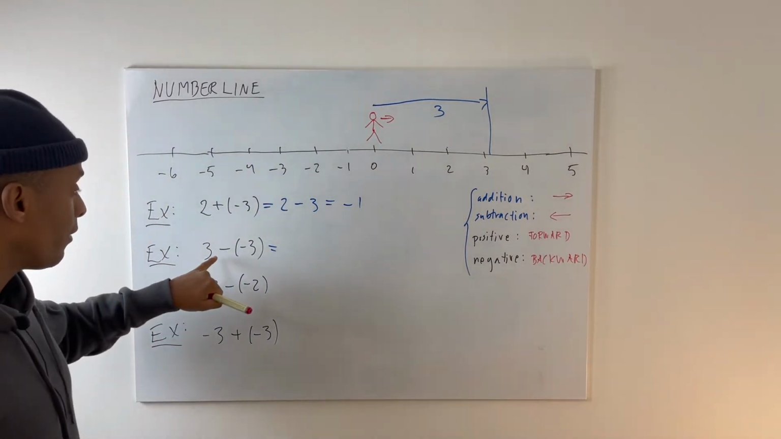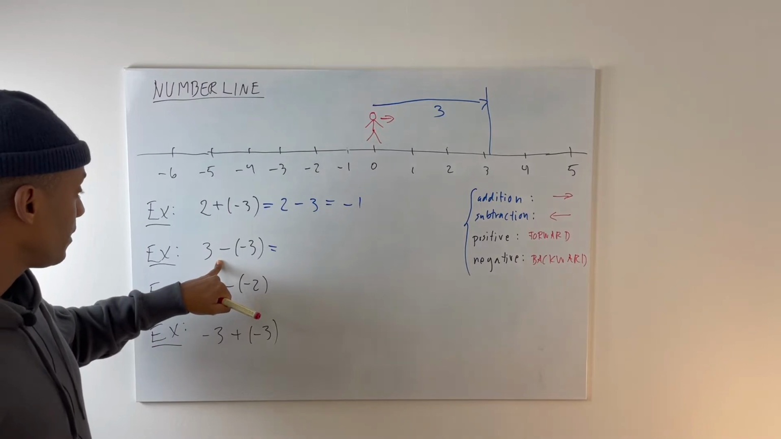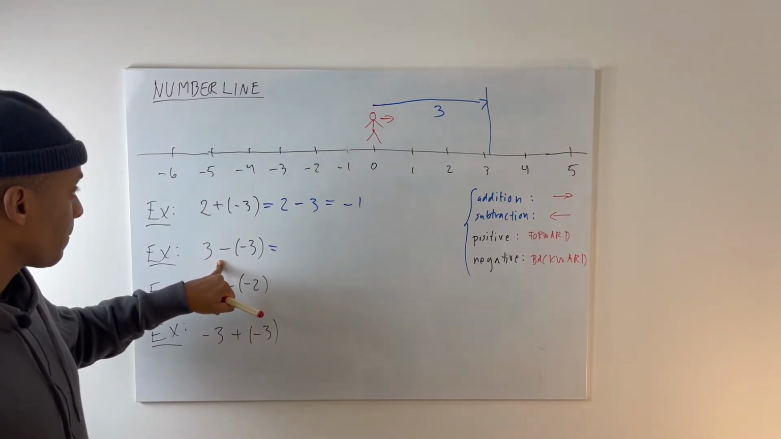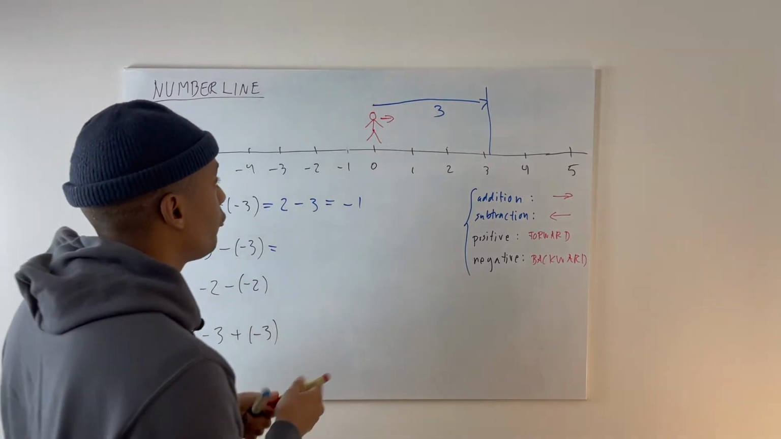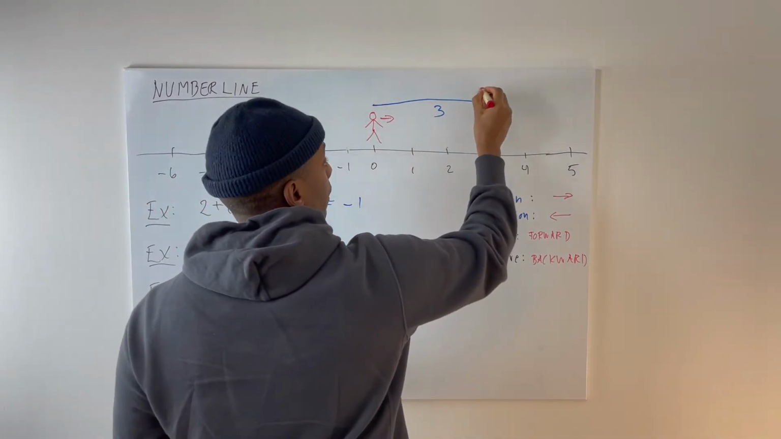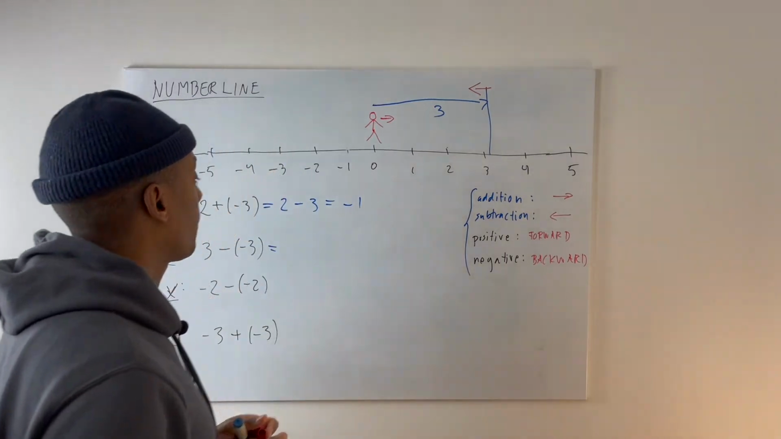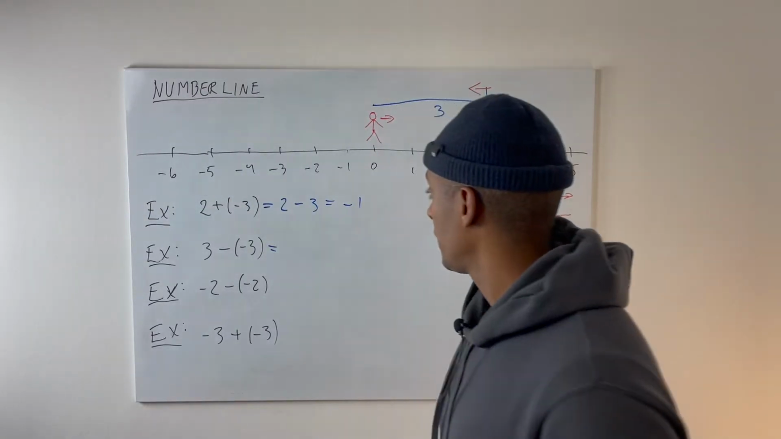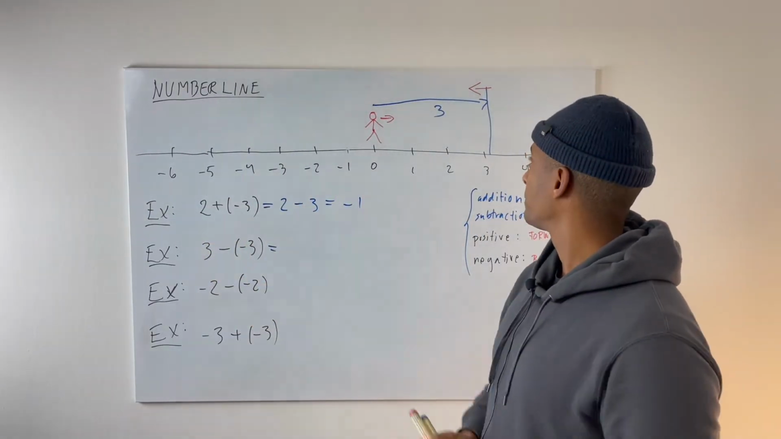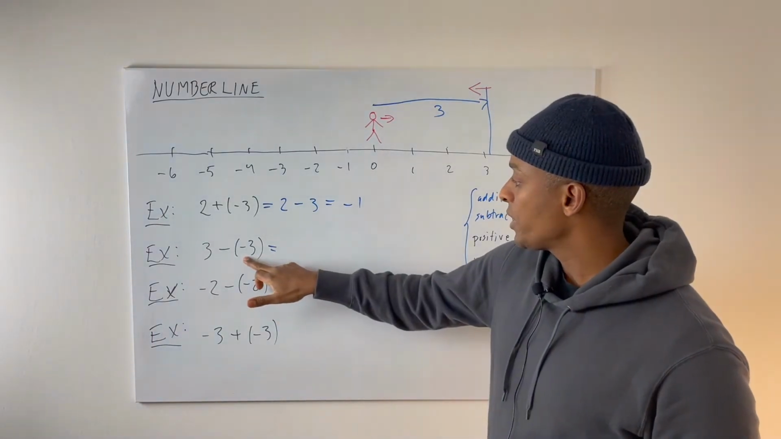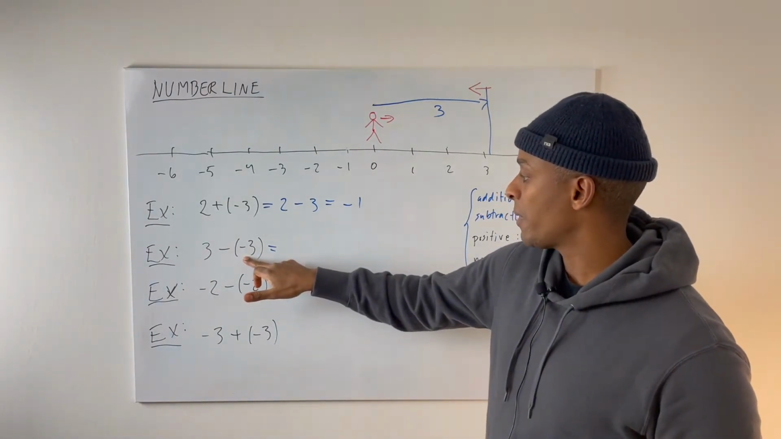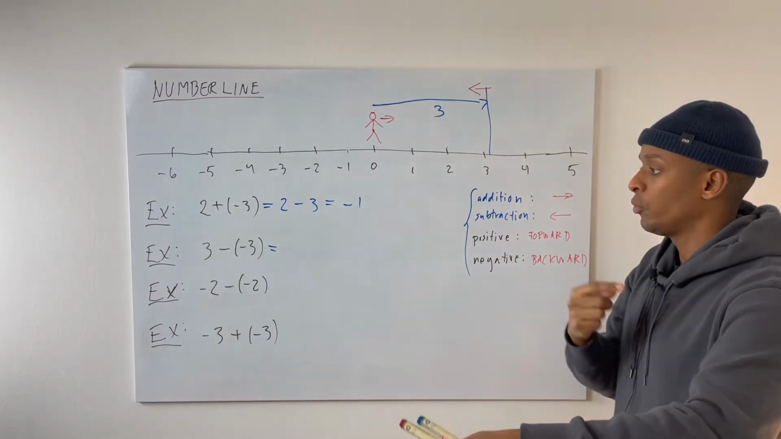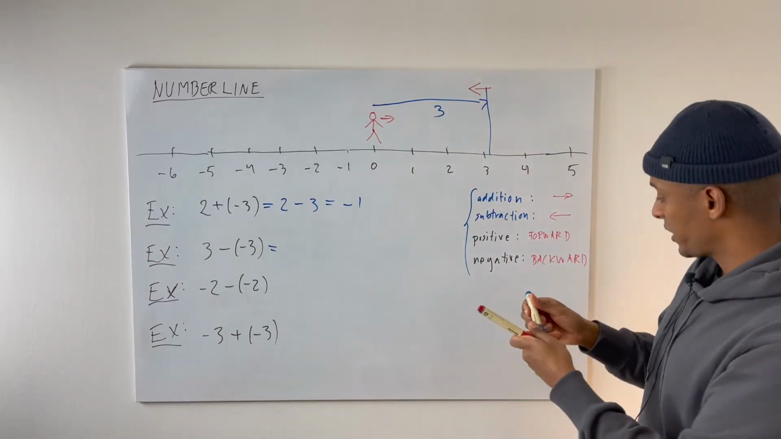Now we have a subtraction. It means we're going to face this way. Okay? So now we face this way. And now we're gonna take 3 steps back. 1, 2, 3. So we're gonna end up here.